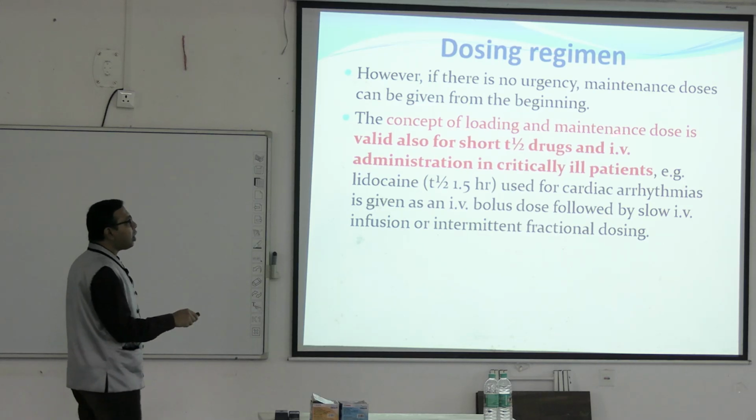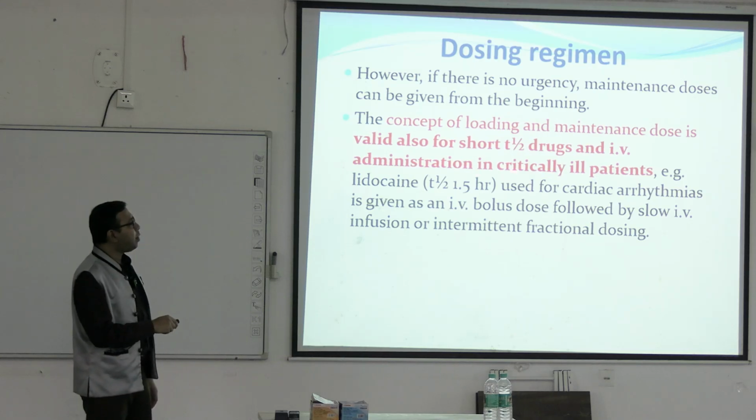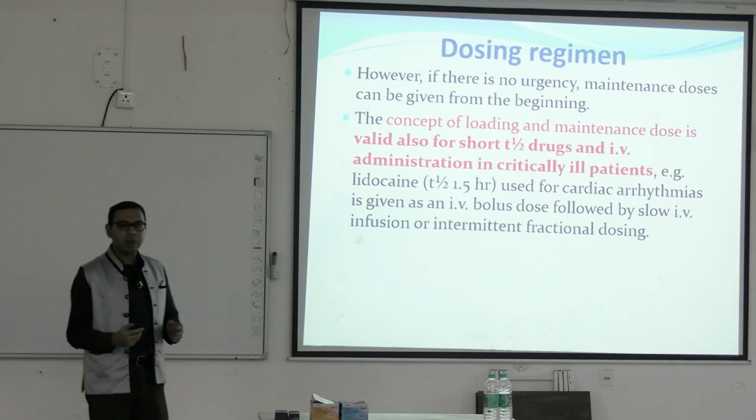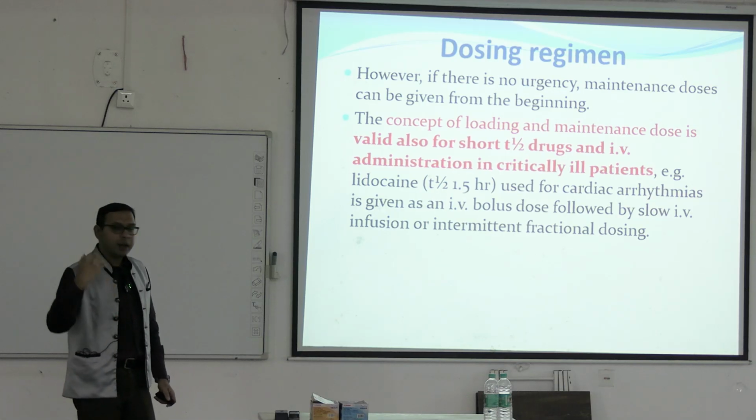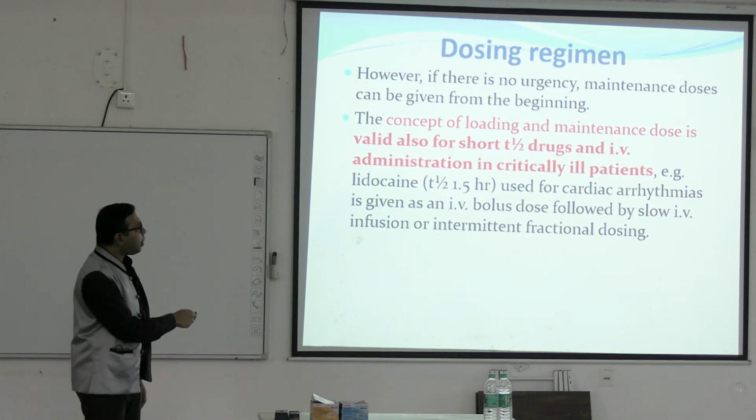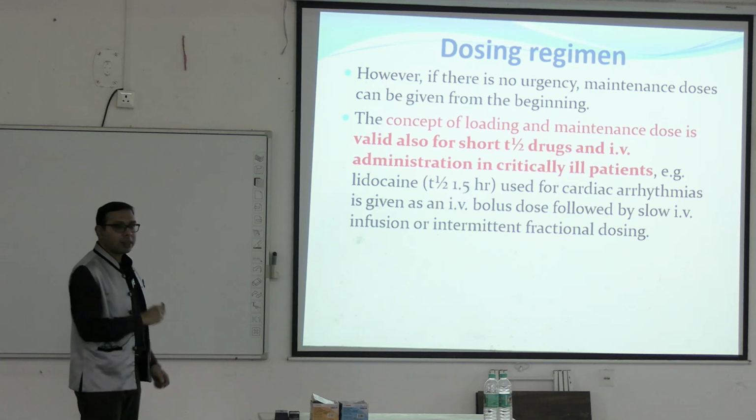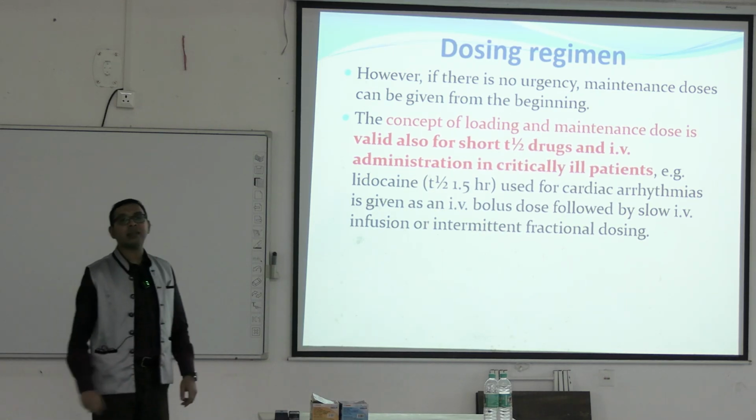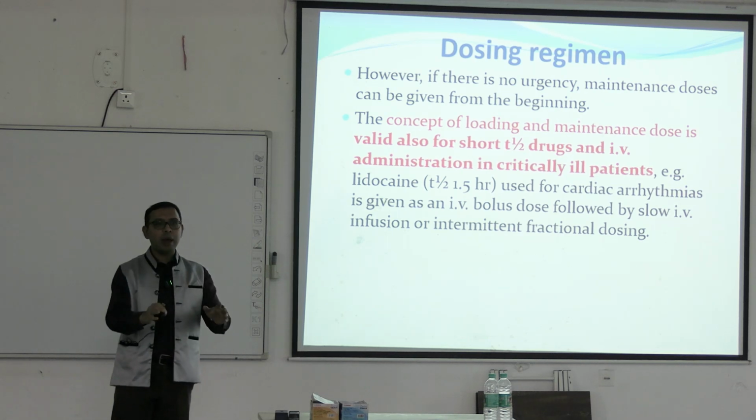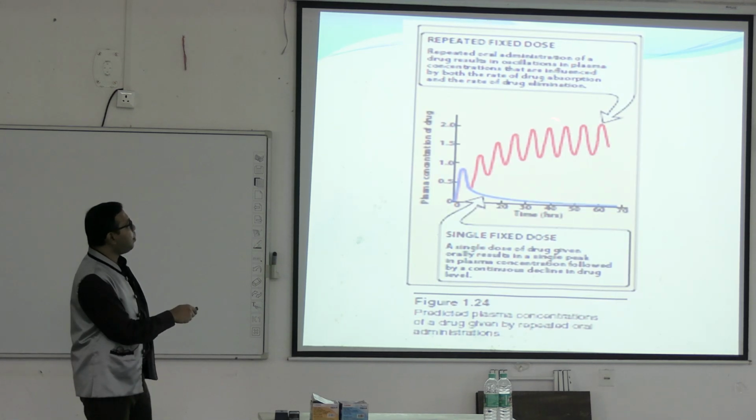The concept of loading and maintenance dose is valid also for short T-half drugs and IV administration in critically ill patients. Already we have discussed very short T-half and very long T-half drugs in critically ill patients. For example, lidocaine or amiodarone, used for cardiac arrhythmia, is given first as an IV bolus dose followed by slow IV infusion or intermittent fractional dosing. First the loading dose is given and then the maintenance dose.